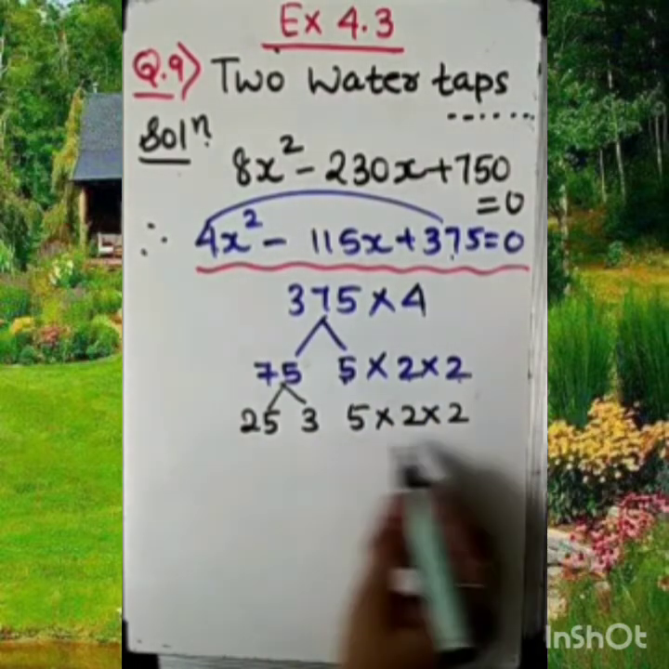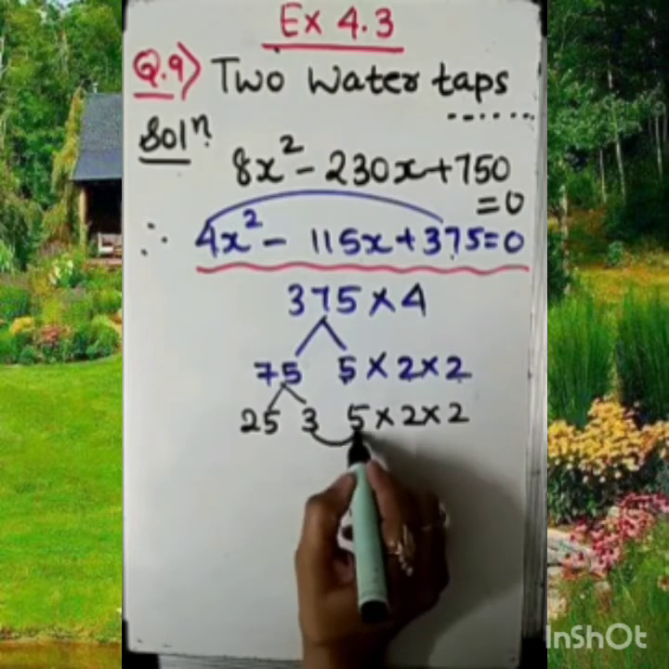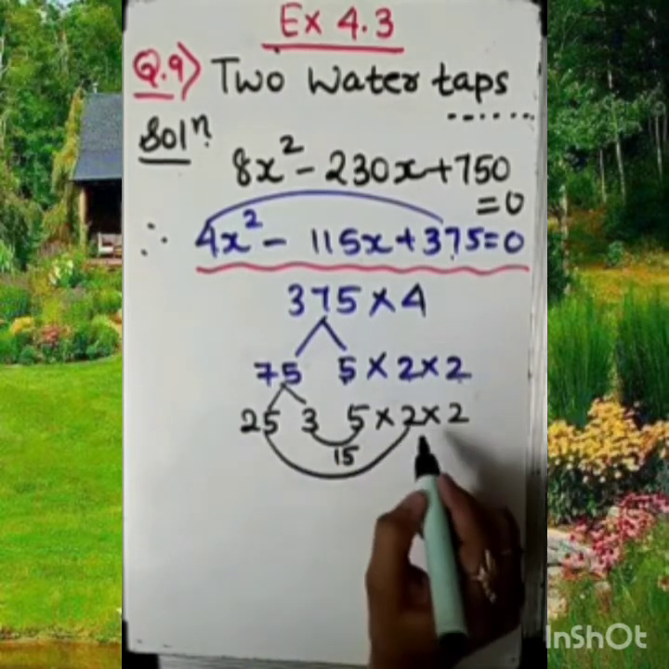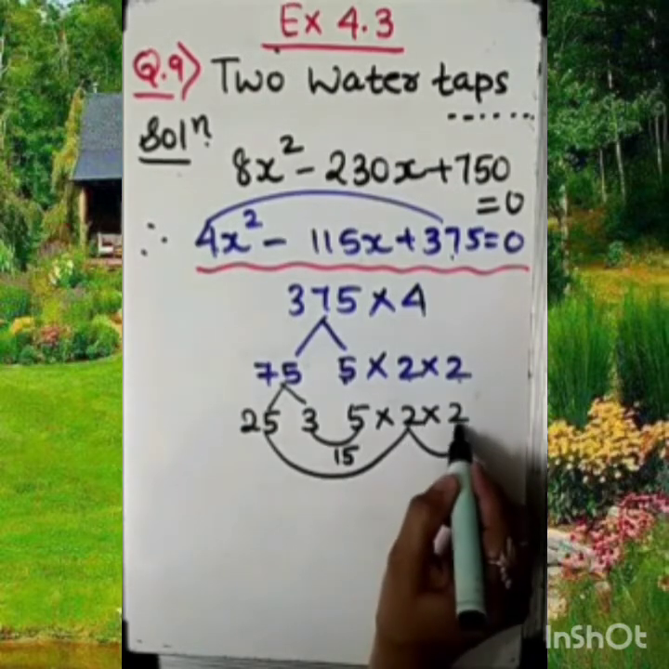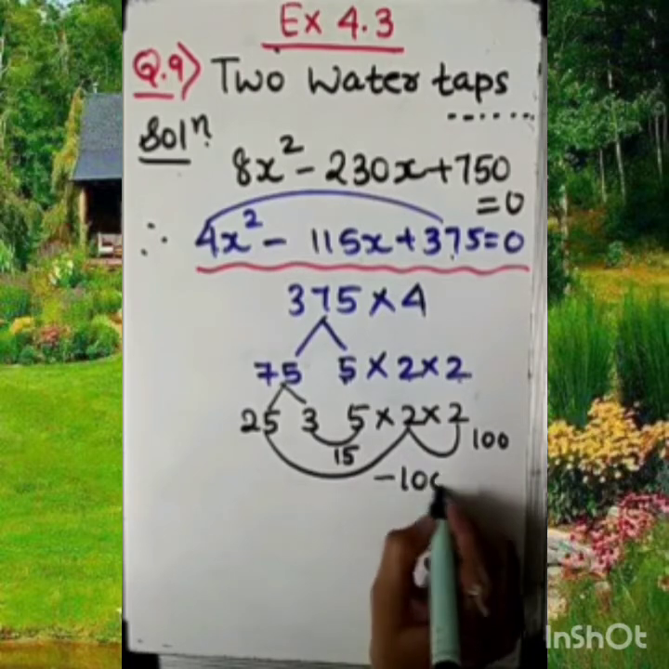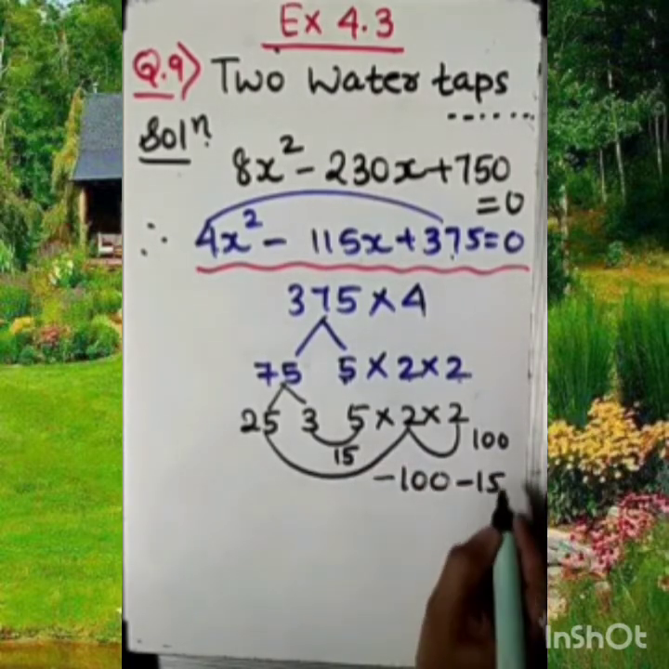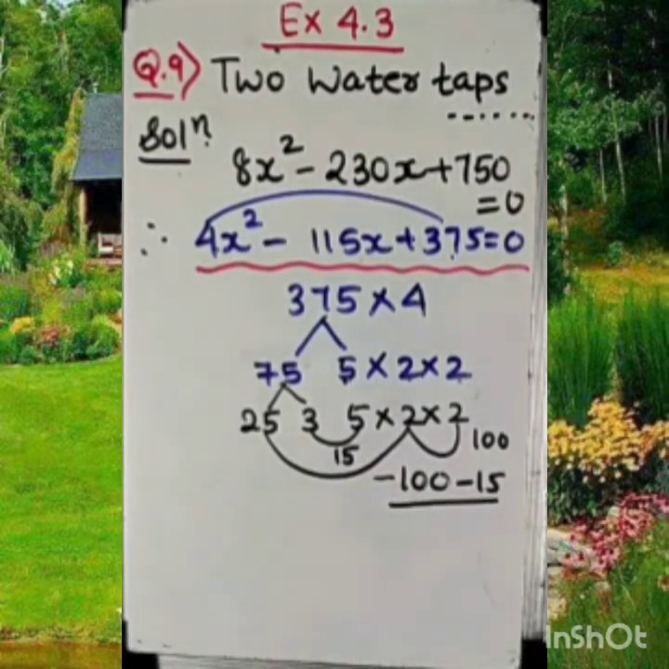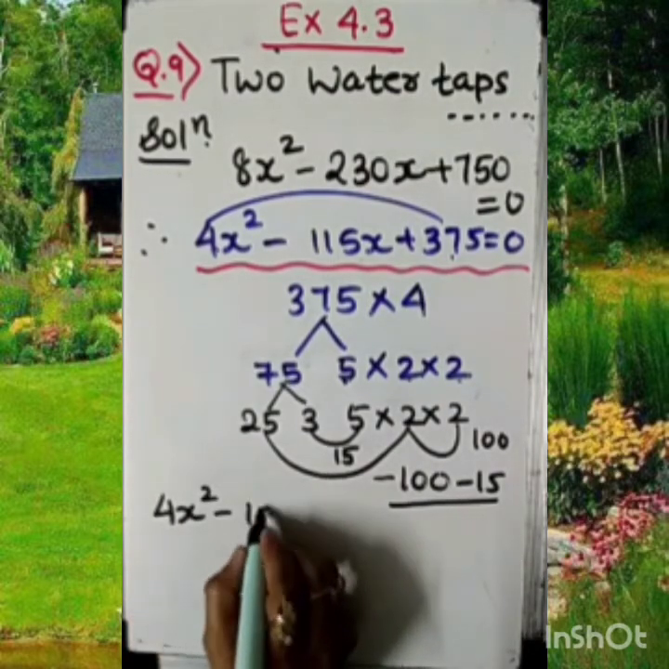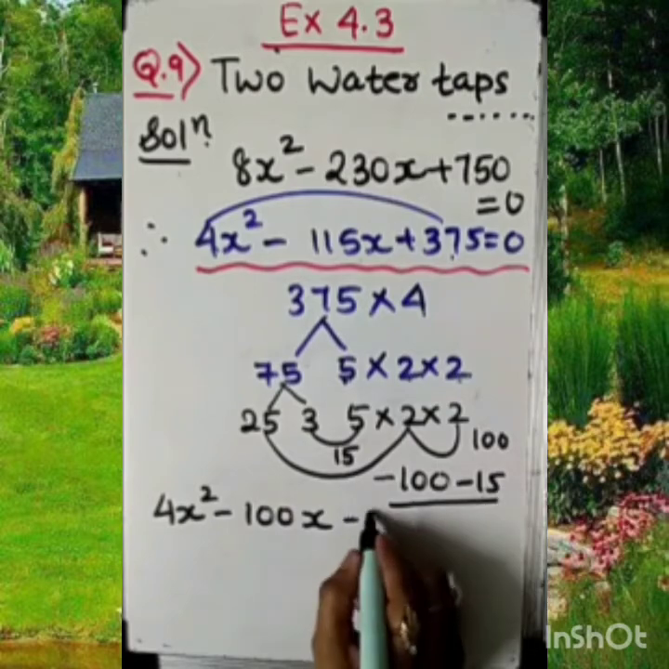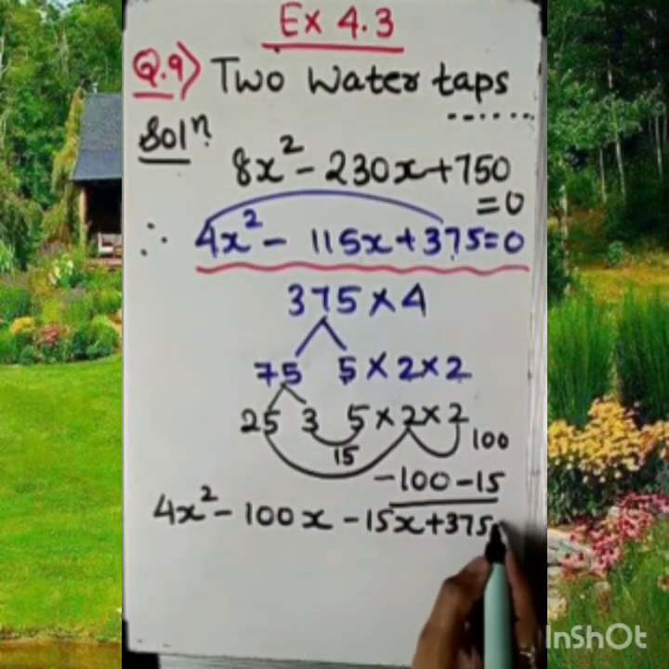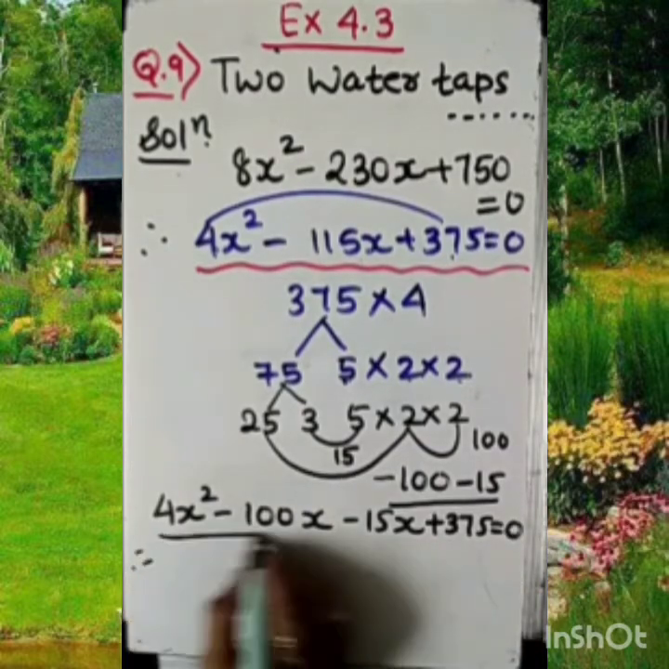Let me set this. You know very well 3 fives are 15. Let me put the factors of 2: 2 twos are 4, 25 twos are 50, 50 twos are 100. So factors are minus 100 and minus 15. Right? This is the right solution. Now let's work out. Now it's correct. 4x square minus 100x minus 15x plus 375 equal to 0.